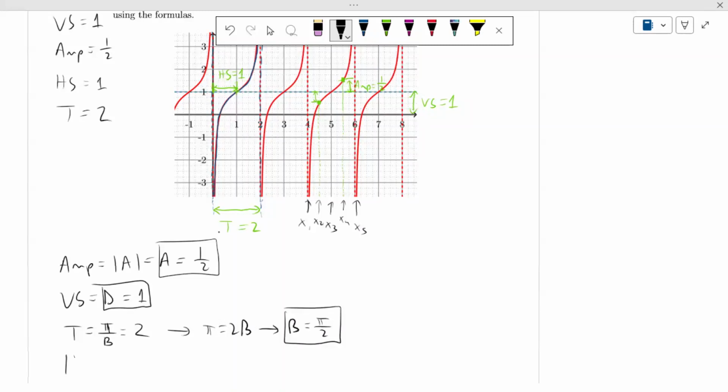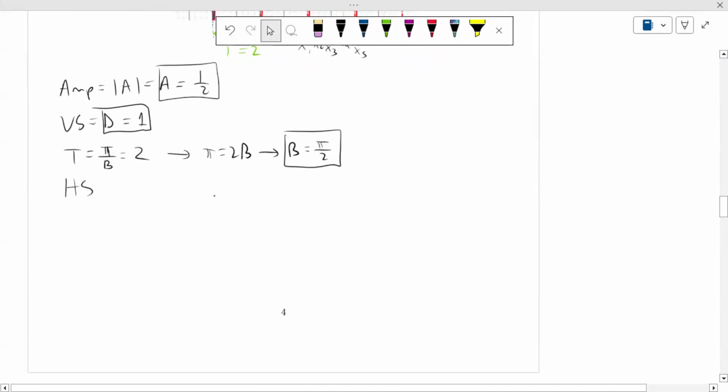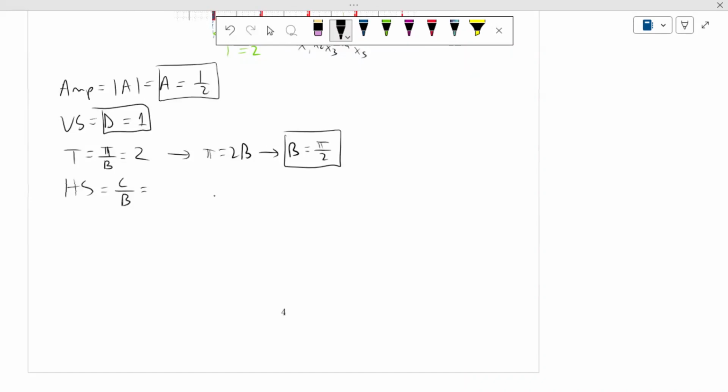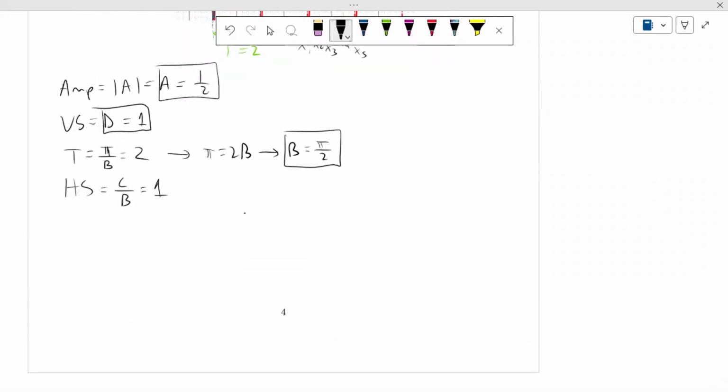Now we can do the horizontal shift. Let me scroll up a little bit so we can make sure we can read this. My horizontal shift is always C divided by B. I think we found out that our horizontal shift was 1. Let me just double check that. Yeah. So then we multiply by b on both sides, and we get c is equal to b. And so that means that c is equal to pi over 2 also.